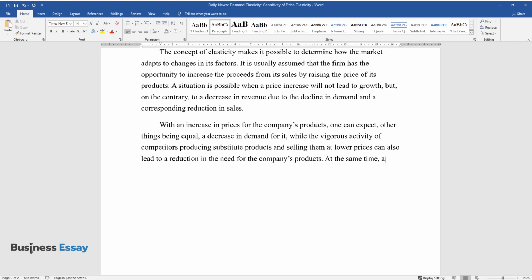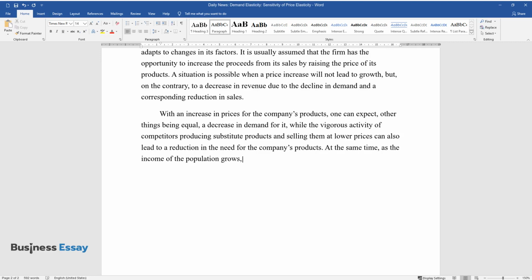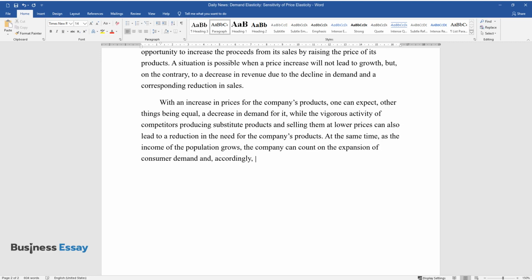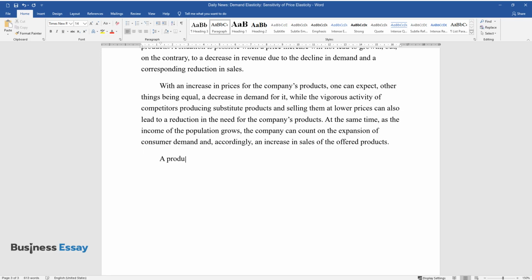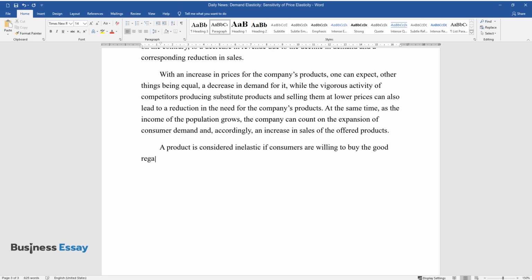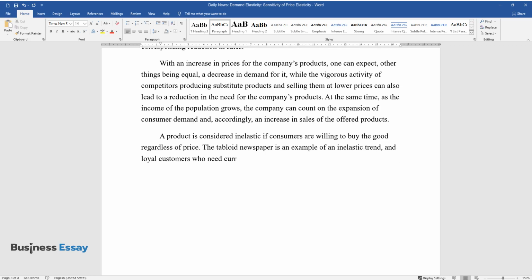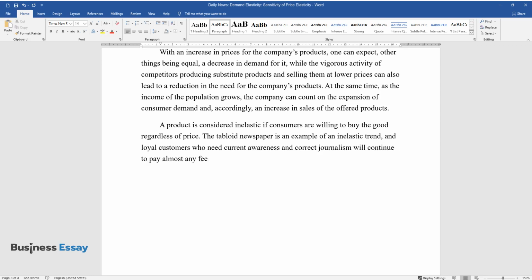At the same time, as the income of the population grows, the company can count on the expansion of consumer demand and, accordingly, an increase in sales of the offered products. A product is considered inelastic if consumers are willing to buy the good regardless of price. The tabloid newspaper is an example of an inelastic trend, and loyal customers who need current awareness and correct journalism will continue to pay almost any fee for it.